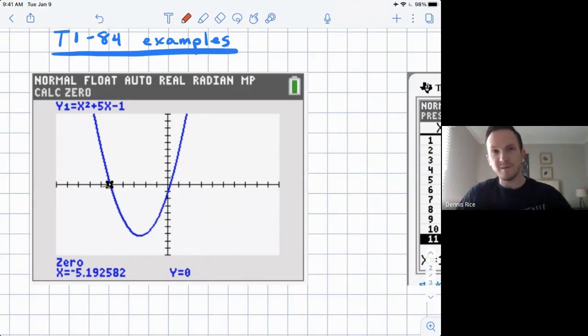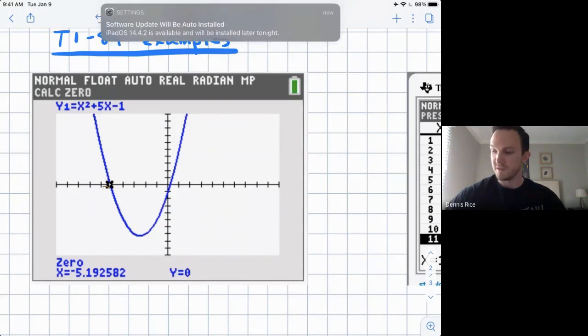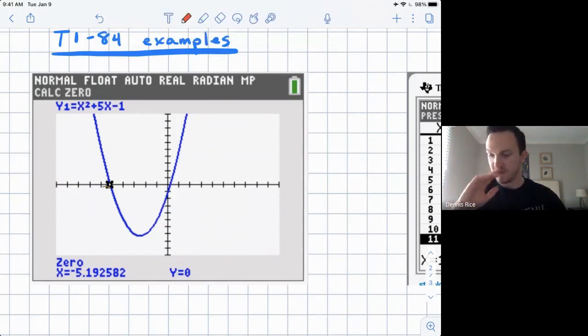Now for this, obviously it does have to be cleaned up a little bit. Like if you were doing the previous example we just did together, you would have to have everything on one side, kind of in standard form. Type it into y equals, and you can utilize what's called the zero function, the zero feature on your calculator. That can be found by hitting second trace, and then it's option 2 for zero.